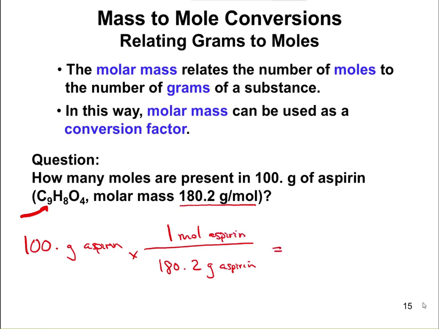And then if I go through and do the math on this, I can see that first off, the grams of aspirin are going to cancel out with grams of aspirin. And then I'm going to do 100 divided by 180.2. And I should write this at 3 significant figures because, right, 100 with a decimal point is 3 significant figures. So that's going to be 0.555 moles of aspirin. All right, so that would be converting grams to moles.